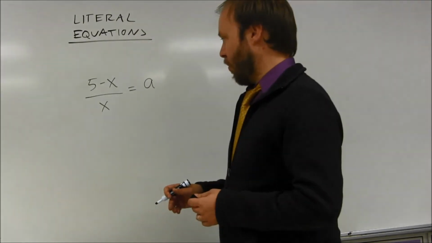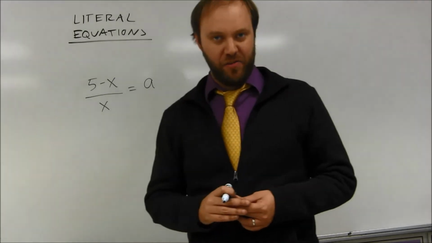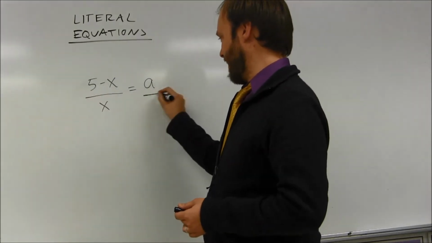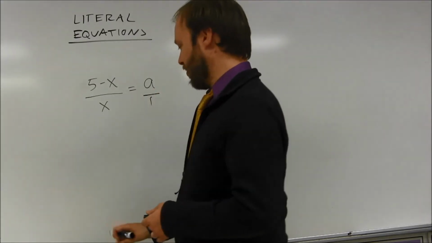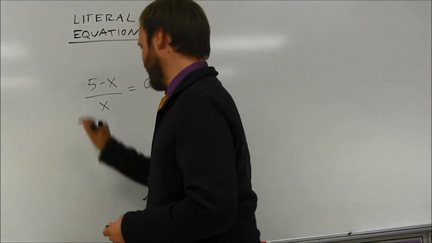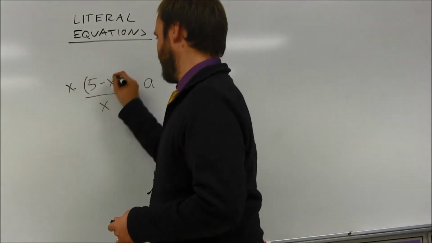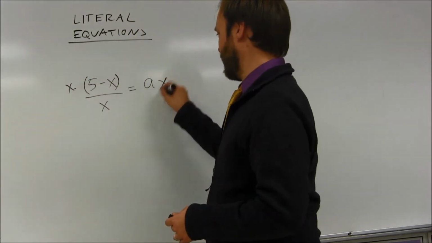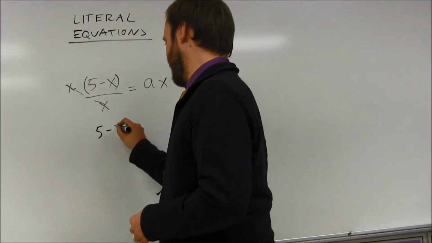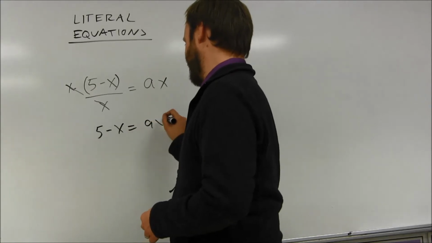Same kind of thing as before. You probably want to get it out of a fractional form. So whether that's multiplying the top and the bottom by x, or putting that over 1 and cross-multiplying, you've got different possibilities. Let's just multiply the top by x. Remember, it's this whole thing being multiplied by x. Multiply by x over here as well. The x's cancel. I have 5 minus x is equal to ax.